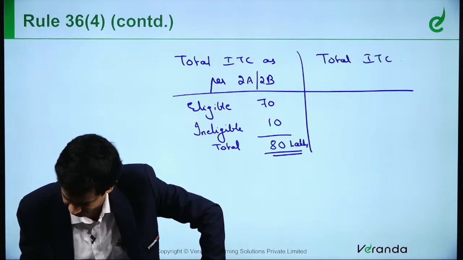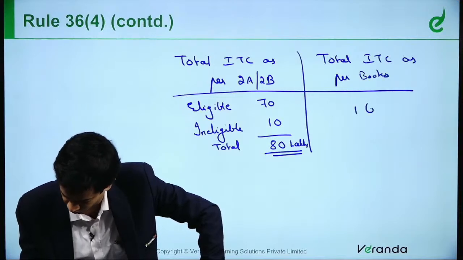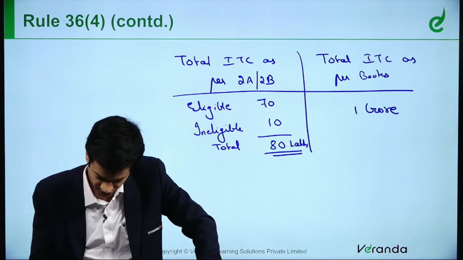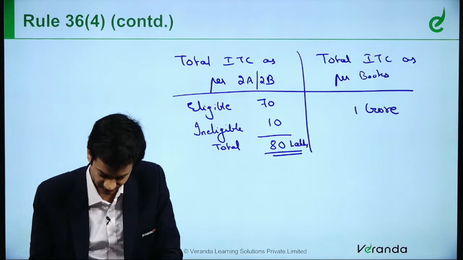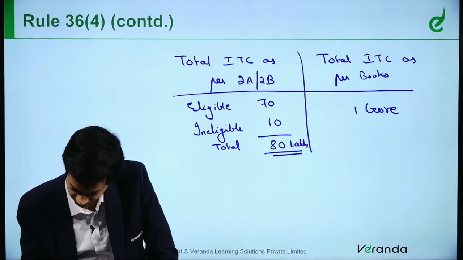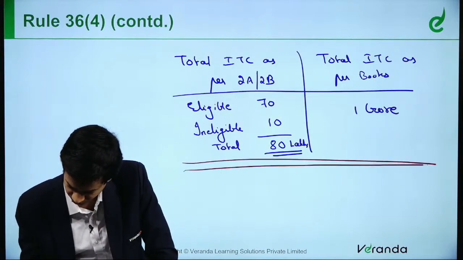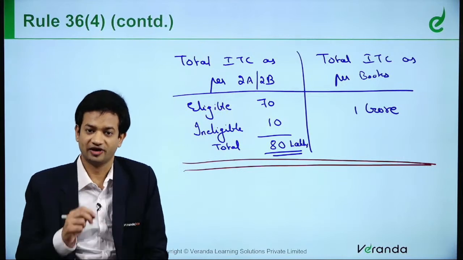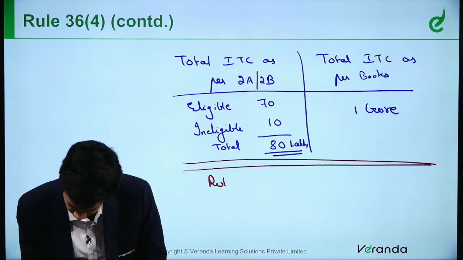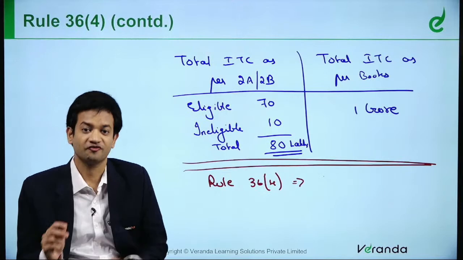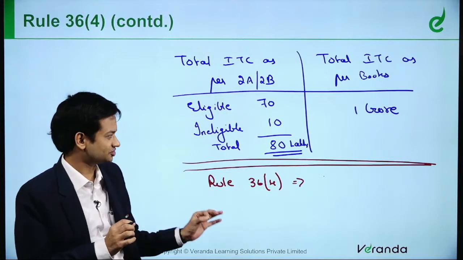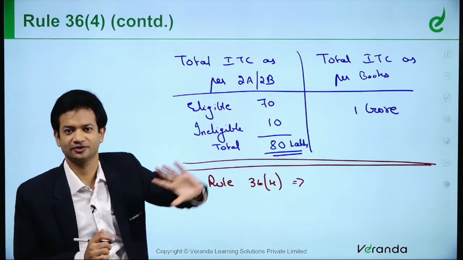Total ITC as per books is 1 crore. Now here again comes the question, how much credit can I avail here? How much credit can I avail here? Now, 5%, Rule 36(4) says you can take 5% to the extent of eligible credit reflecting in 2A, 2B.